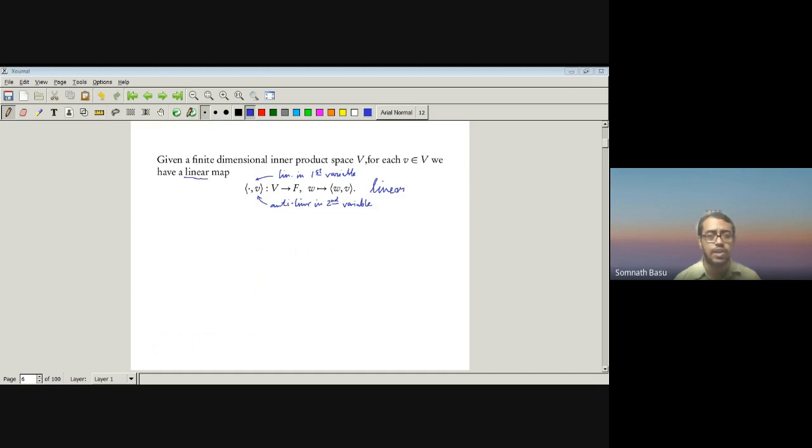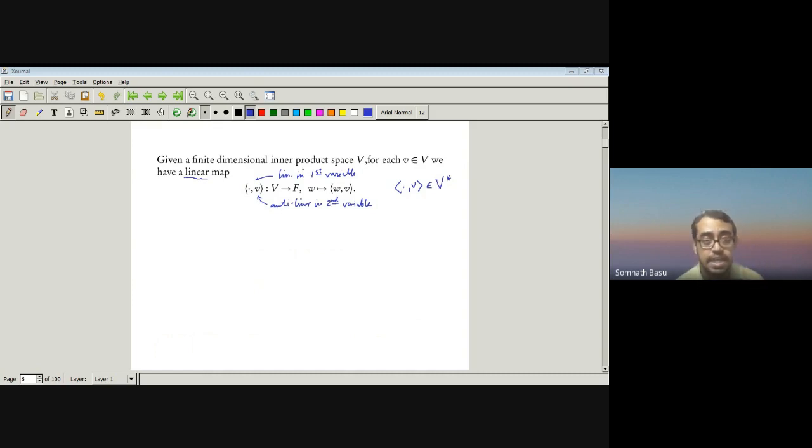If I'm working over R, it doesn't matter, it's bilinear, linear in both slots. If I'm working over C, this is antilinear, and I want the map to be linear. That's why I'm putting dot v as opposed to v dot. That's the only consideration, but otherwise this will always work, whether it's R or C. So we have a linear map from V to F. In particular, this element determines an element of the dual space, correct?